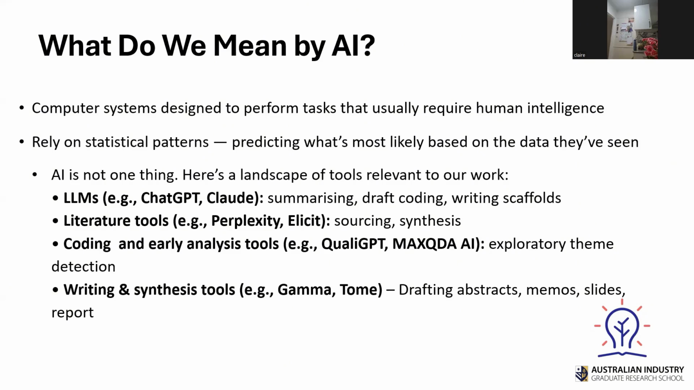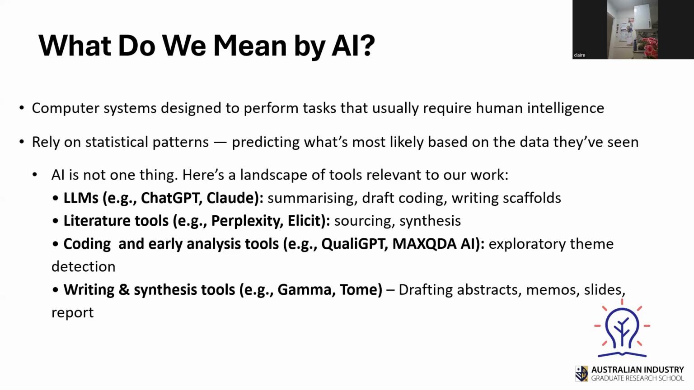Then we also have different types of AI that can be used to assist coding and early analysis. So, for example, Quality GPT, which is a particular GPT within ChatGPT that can be useful for exploratory theme detection. And then we have types of AI that are more geared towards writing, so things like Gamma and Tome, and they can be really useful for things like drafting extracts, memos, and reports.